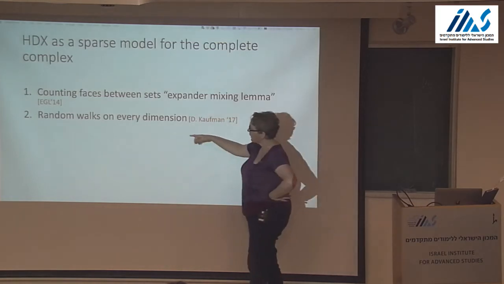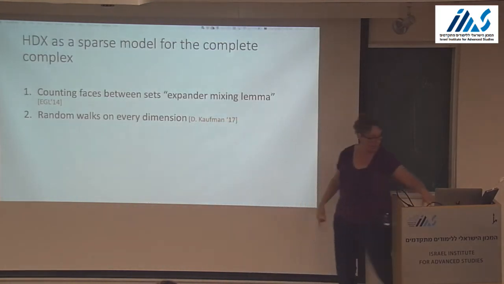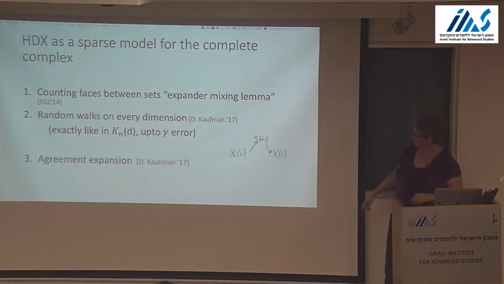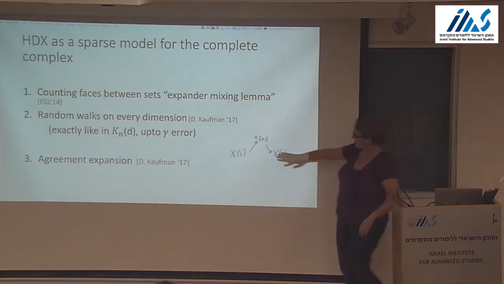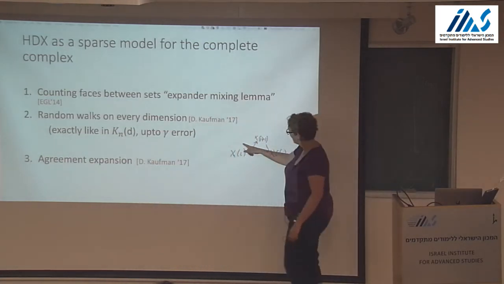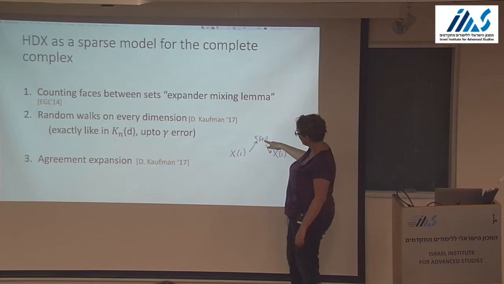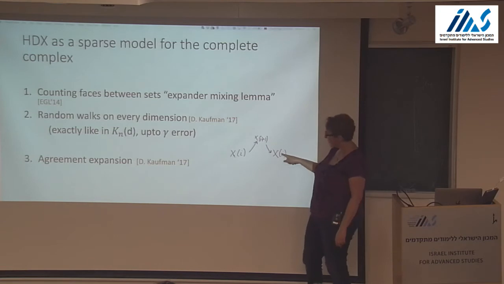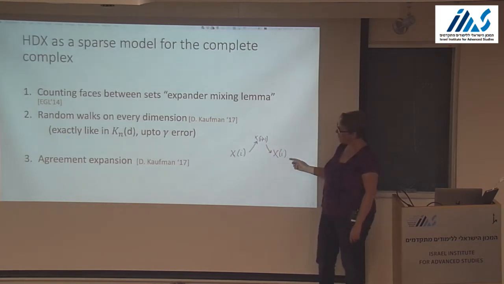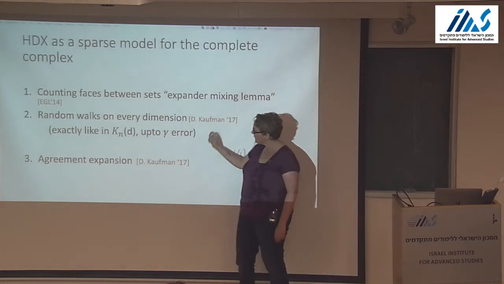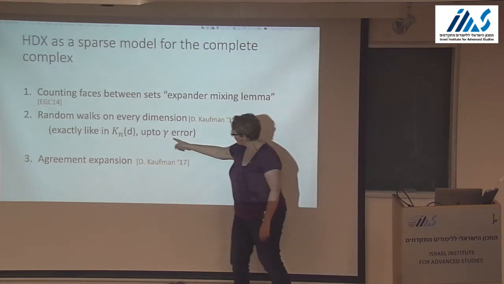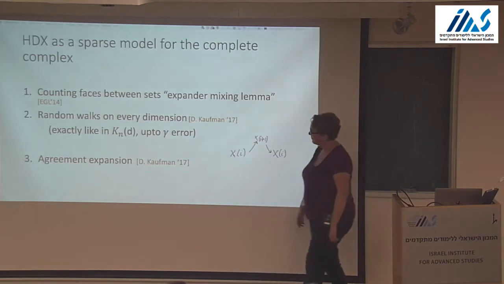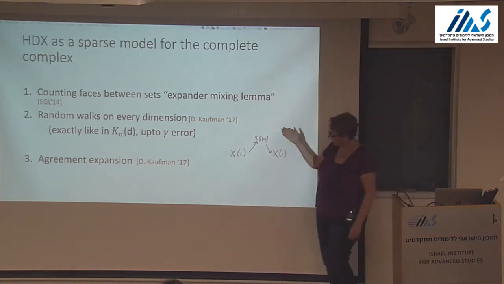Another thing is that you can look at random walks on every dimension. So it's like you start from an i-face, you go to a random (i+1)-face that contains it, and then back to a random i-face inside of it. So this is the upper Laplacian. And you have these kinds of random walks for every i. And you can ask yourself, what is the spectral gap of this random walk? It turns out that in these graphs, the spectral gap is exactly like in the complete complex, up to an error that's controlled by gamma. And this actually is already quite powerful.